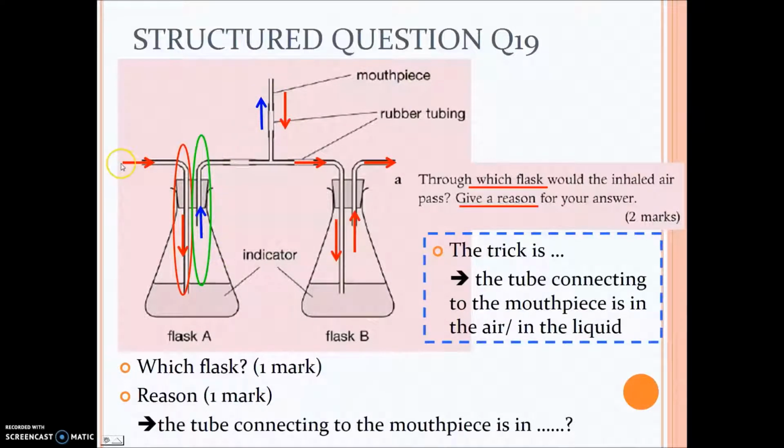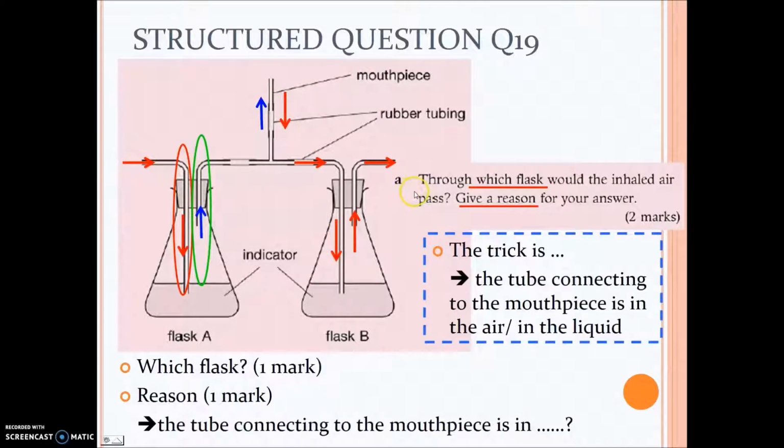So for this tube to the water and the indicator, the air in the atmosphere will go to this tube, then go to the liquid, and the air will go from this tube to your mouth. When you breathe out, the air will go through this tube to the indicator, and then go through this tube back to the atmosphere. So the direction you must be able to point out.